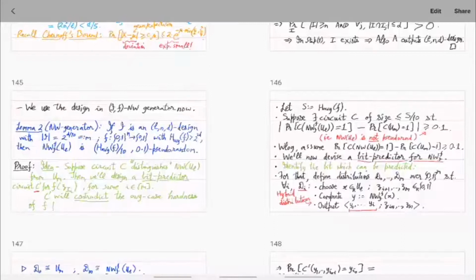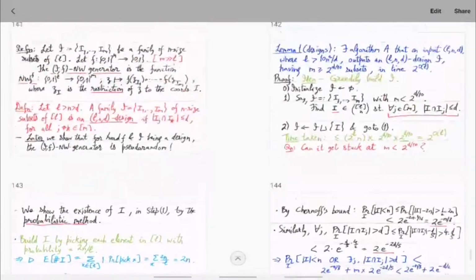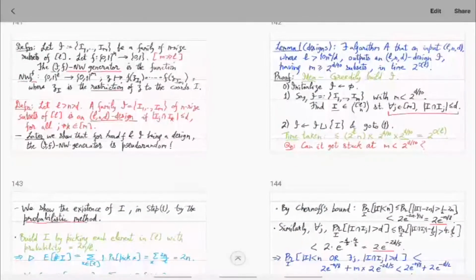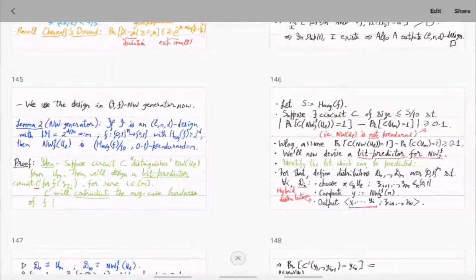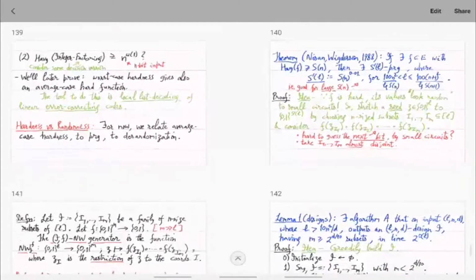So, lemma 1 showed that there is a design easy to compute. Lemma 2 showed that using the design and the average case hard function, you have a pseudo random distribution given by the NW map. So now using these two lemmas, it's actually quite easy to prove the main theorem of Nisan-Wigderson. You just have to do some parameter chasing. So let us do that.